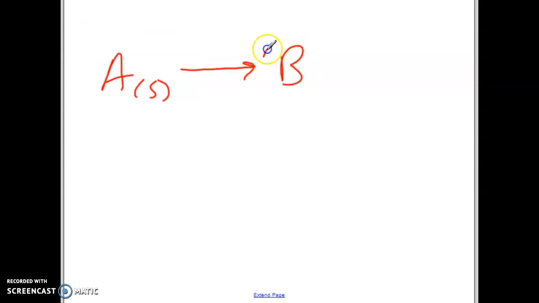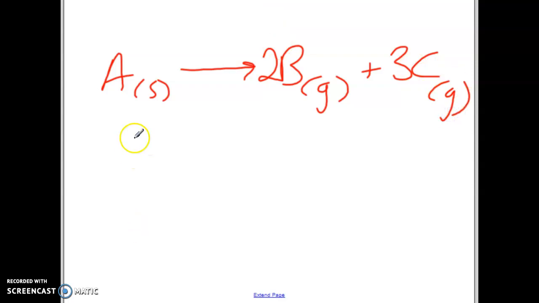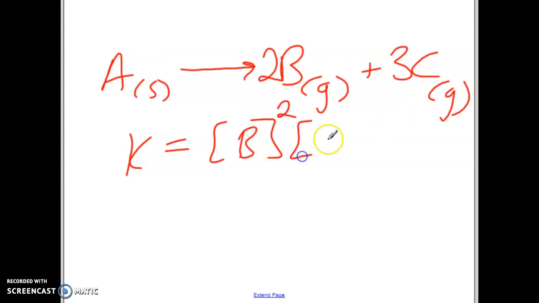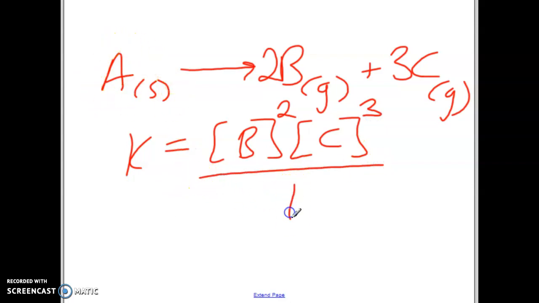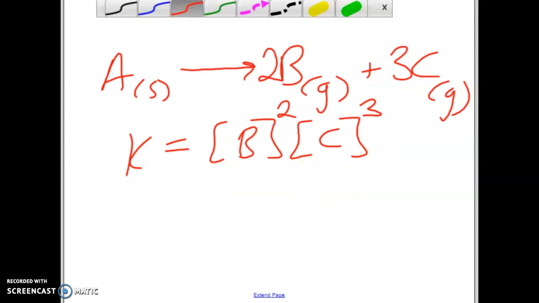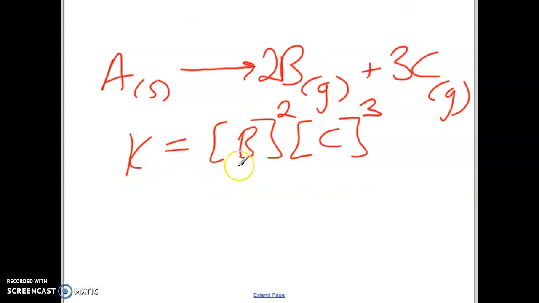Let's look at something else. What if we had only one reactant, and it was something like this. Setting up a K for this, you would have B to the exponent 2, C to the exponent 3, and it would be over, technically over 1 or over nothing, because A is not included here. So when you're writing out the expression, it would simply be K equals the concentration of B squared times the concentration of C to the 3. And this is, of course, being multiplied.